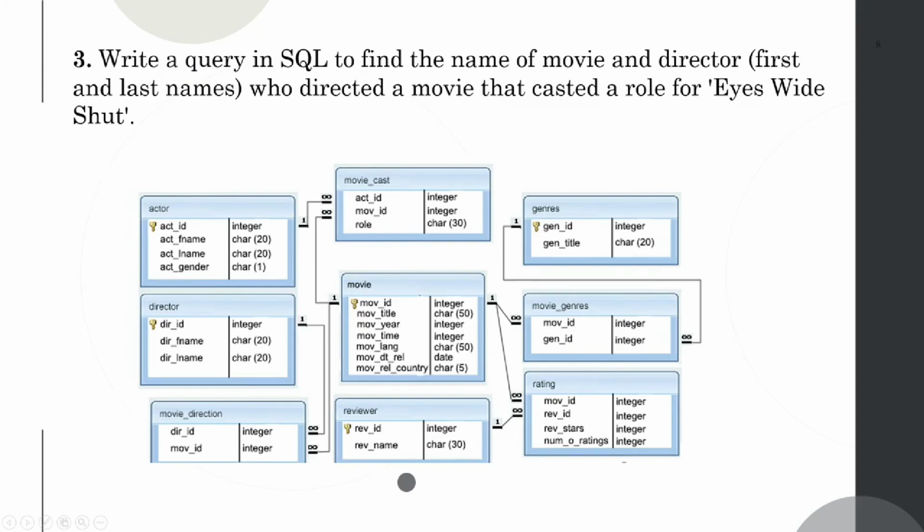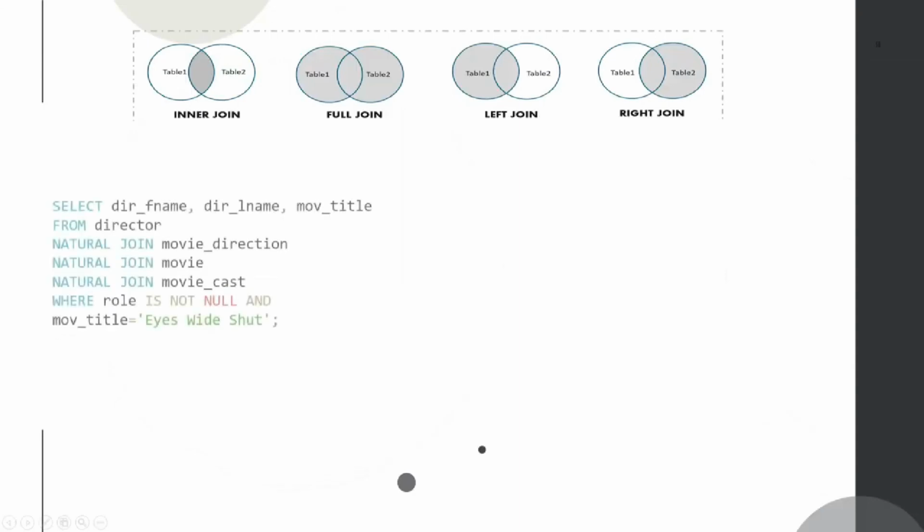So I'll start with the director name, then I will come to the movie director, then movie director is linked with movie, then I will go to the movie cast. So how is it linked? Movie director is linked with movie direction, which is linked with movie, which is linked with movie cast. So all the four tables I have to join. There is a common column between direction and director, which is movie direction's director ID. Movie ID here in the movie direction, movie ID here, common. Movie ID here, movie cast, movie ID here.